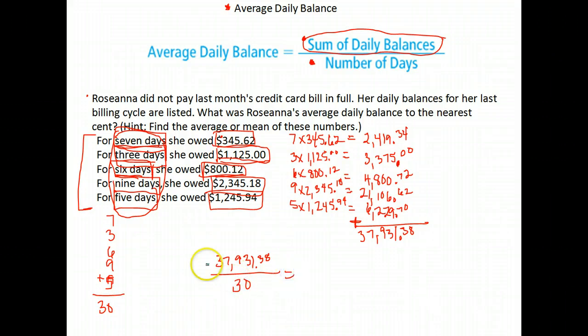So to find our average daily balance, we're going to take the total for our balances and divide it by the number of days. $37,931.38 divided by 30. We get $1,264.38. That is the average daily balance. Now this would not be our finance charge. This is just the first step in finding the finance charge. So we're just going to do a few examples of this step before we move on. But this is how you would find the average daily balance.